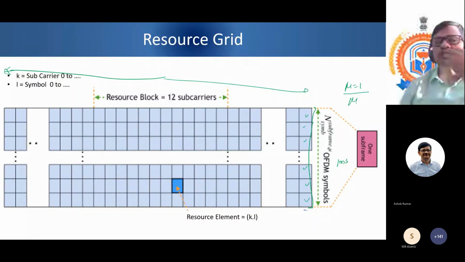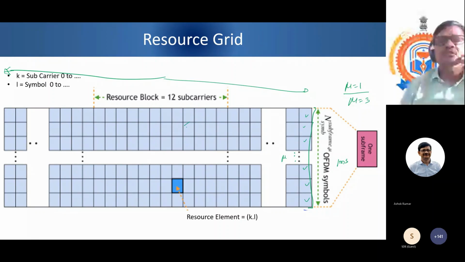If I use numerology 3, then my number of symbols will be how much? 4 times, yes. So that's why the dots are given: depending upon numerology, the number of symbols that can be accommodated changes. On the frequency side, it is just how much channel bandwidth you have.